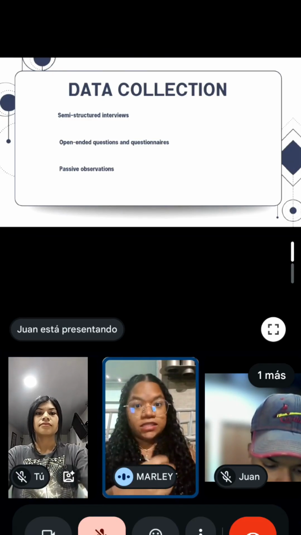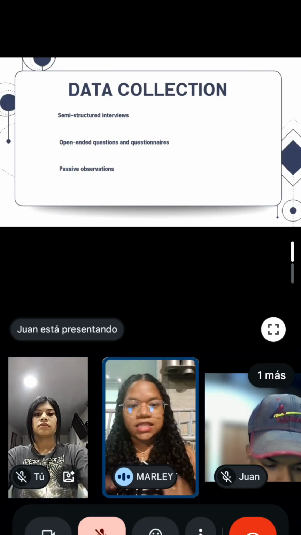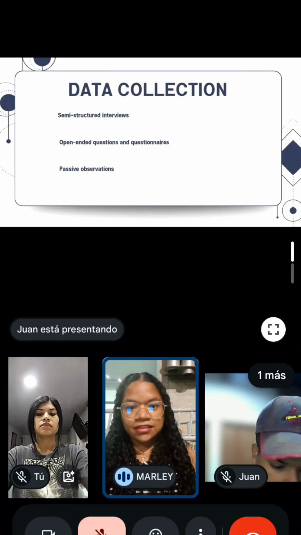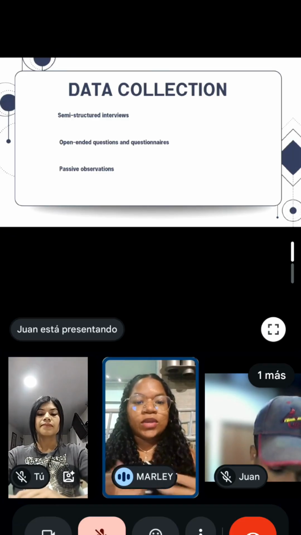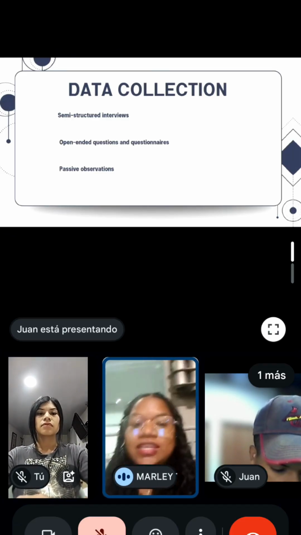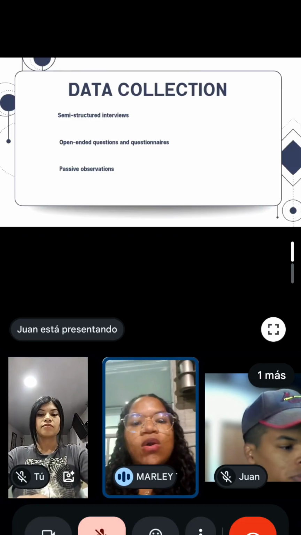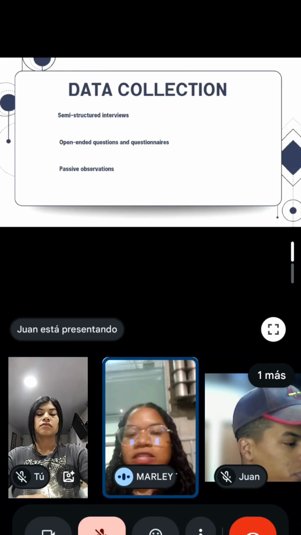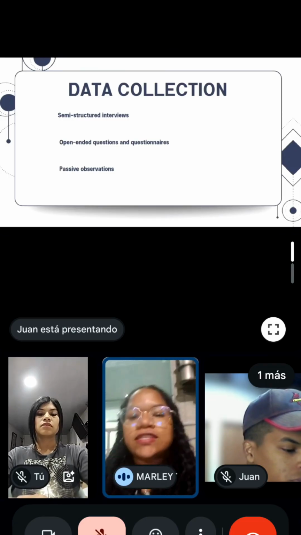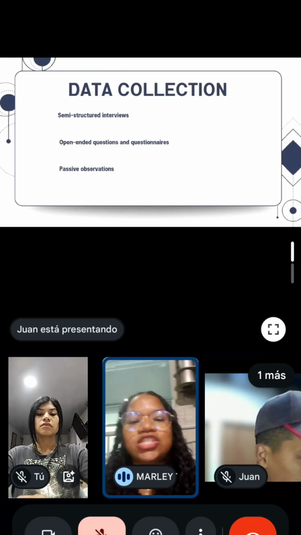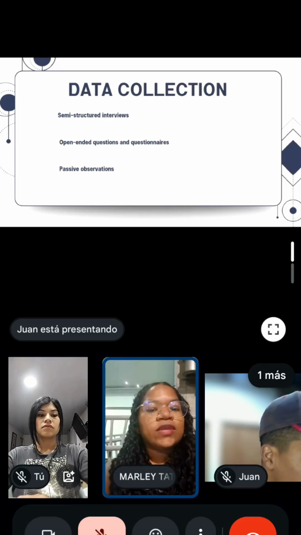For the first objective, which is to explore students' perceptions of how their socioeconomic conditions affect their access to educational materials and their English learning experiences, we will use the first one, which is semi-structured interview. This method is appropriate because it allows students to express their personal experiences in detail. Through their answers, we can better understand how their socioeconomic conditions influence their access to educational materials and consequently their academic success in English.